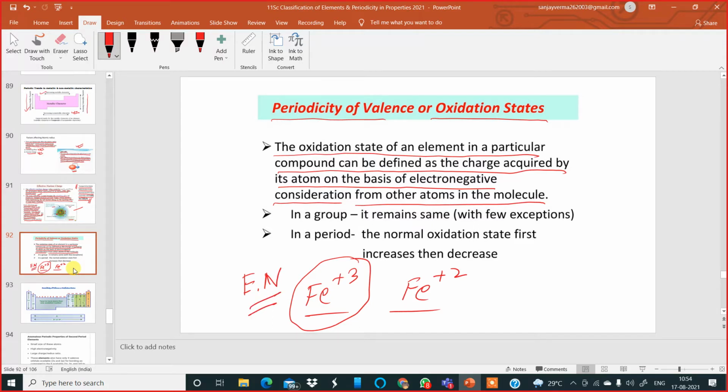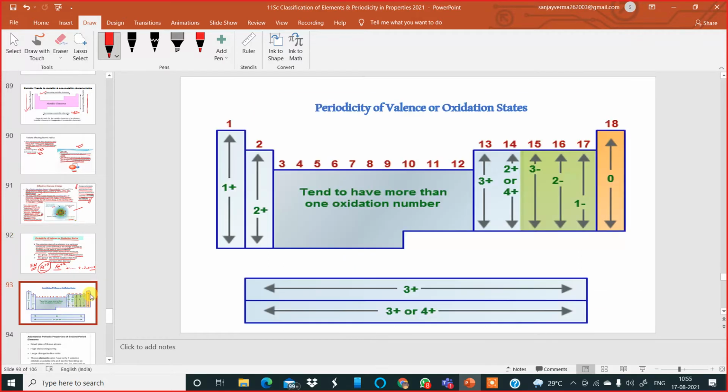In a group from top to bottom, the oxidation state remains the same, with a few exceptions for variable valence or variable oxidation states. Otherwise, along a period, the normal oxidation state first increases and then decreases. It becomes plus 1, plus 2, plus 3, then 4, then minus 3, minus 2, minus 1, and then 0. Now, let us move to the next slide.